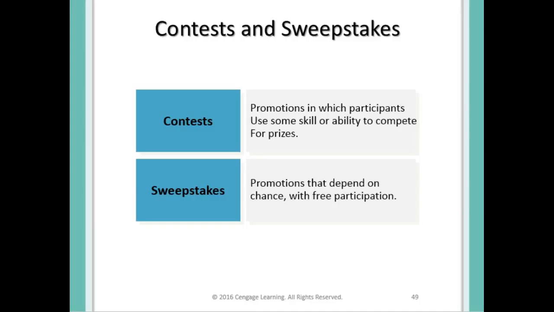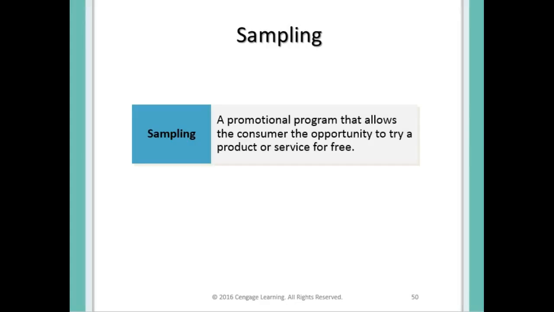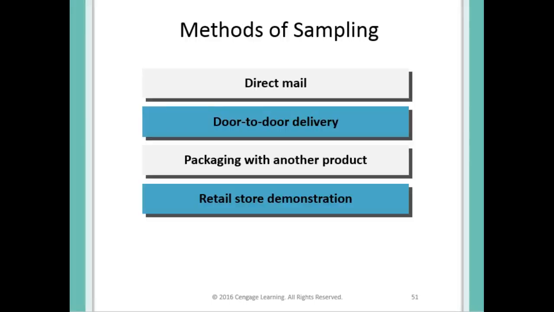Sampling, a risk-free trial of a product, is what it is for you and I. We get to try something. If we like it, great. We have a choice to go out and buy it. If we don't like it, we didn't lose anything in that. These are just 4 different examples of how companies can give out samples: through direct mail, door-to-door, packaging with another product, or a demonstration.